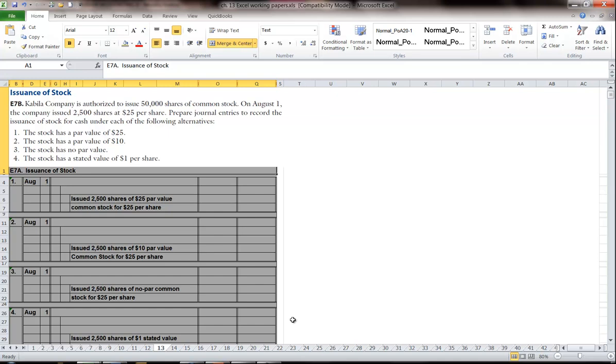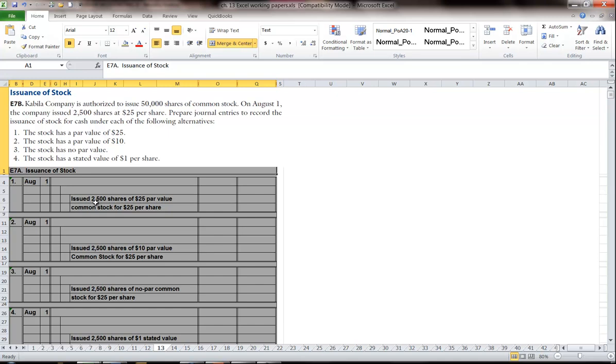But then on August 1st, the company issued 2,500 shares at $25 per share. So they sold each share for $25. So we're going to prepare journal entries to record the issuance of stock under each of the following alternatives. So in the first example, it says the stock has a par value of $25.